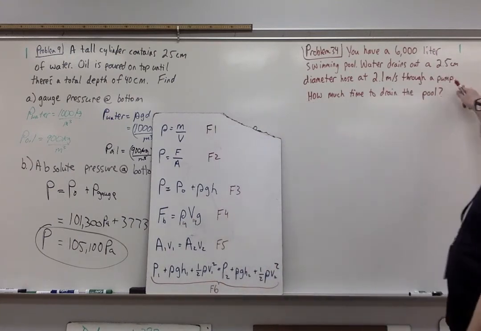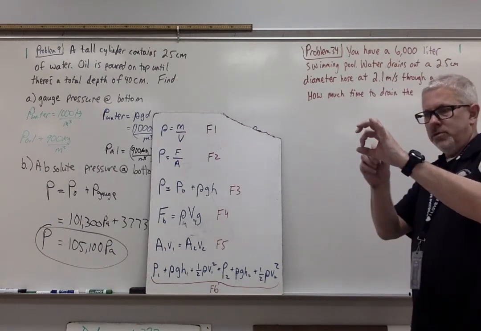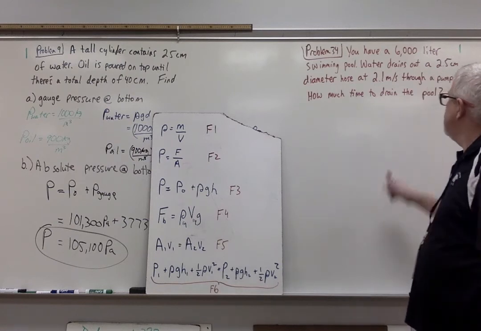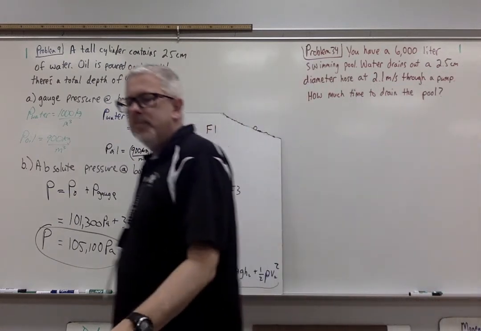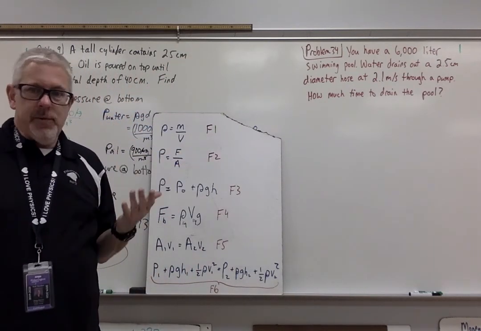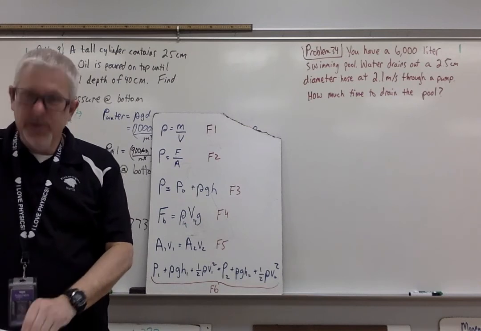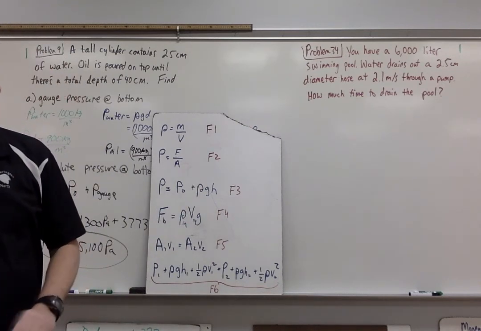So this case says you have a 6,000 liter swimming pool. Water drains out of a 2.5 centimeter diameter hose, so that's 2.5 centimeters all the way across, at 2.1 meters per second through a pump. If it wasn't through a pump, it wouldn't maintain a constant speed. As the level of the pool got lower, the rate at which it would drain would get lower because the pressure would get less at the bottom.